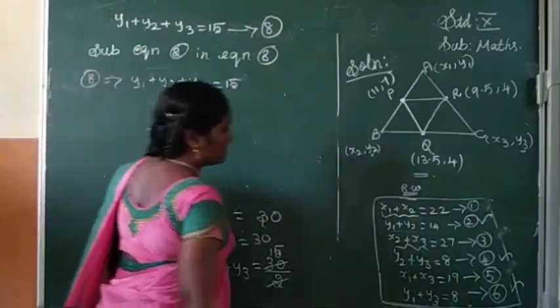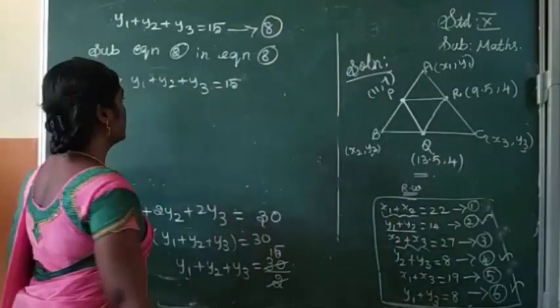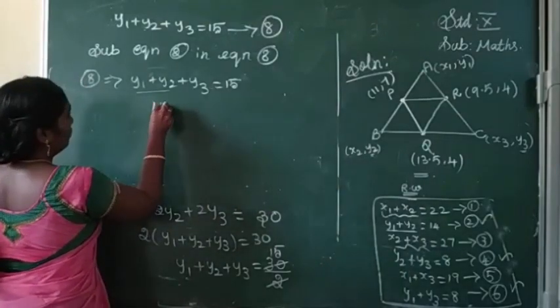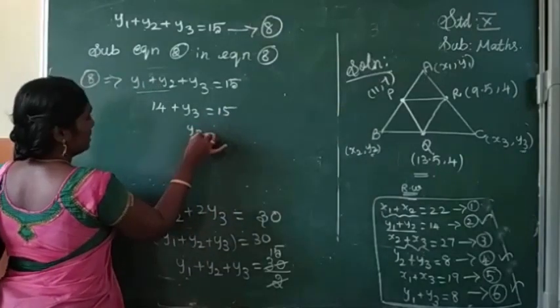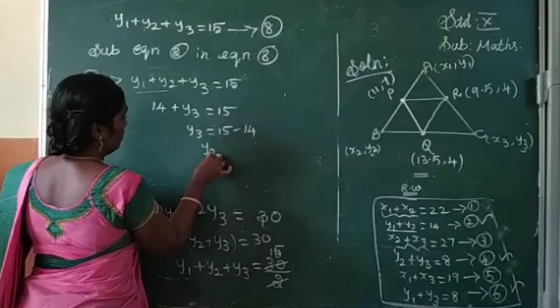Now I am going to substitute equation 2. What is equation 2? y1 plus y2 is equal to 14. So instead of y1 plus y2, I will write the answer 14. 14 plus y3 is equal to 15. Then y3 is equal to 15 minus 14. We will get the answer 1.